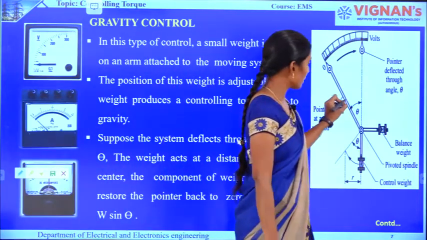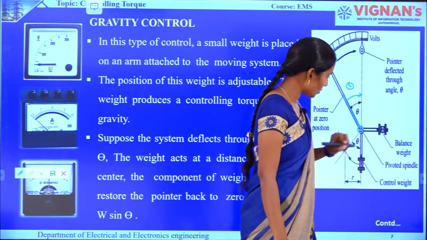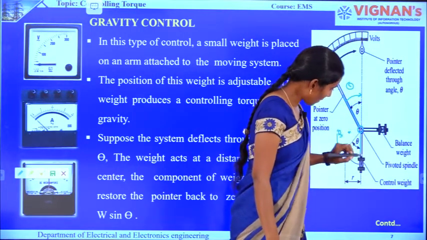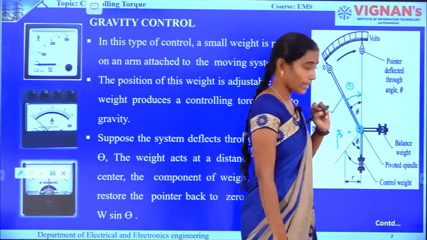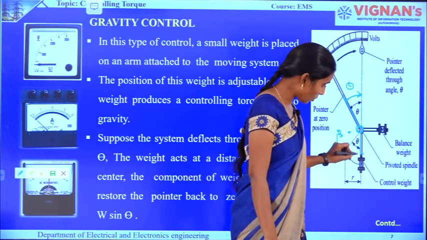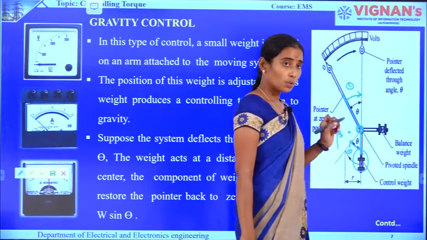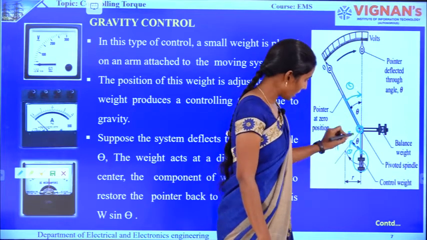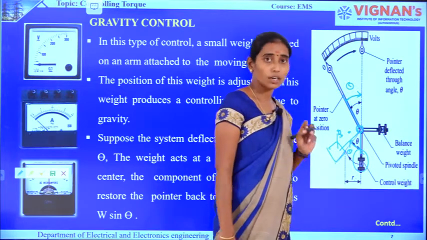When your pointer is deflecting through an angle theta, since this pointer is attached to the spindle and the control arm is also attached to the spindle, when this pointer is deflected by an angle theta, this control arm consisting of the control weight deflects by an angle theta. So now this control weight is placed here, which is at a distance of r from the initial point.